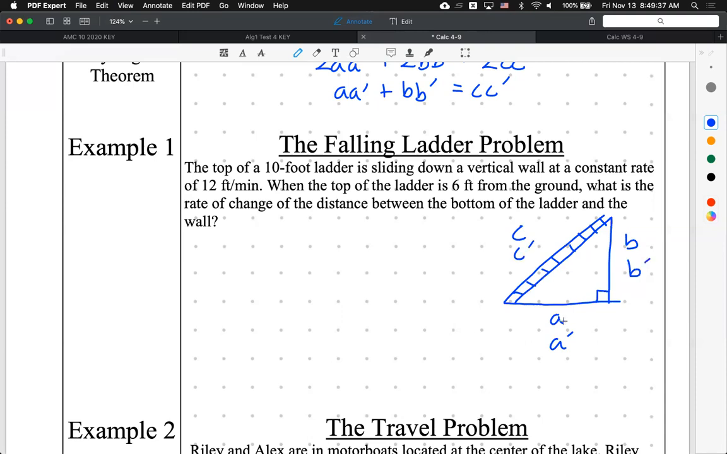So first, it says a 10-foot ladder. What is that? You have a 1 in 6 chance if you randomly guess. C. All right, so C is equal to 10. Constant rate, 12. What is that?